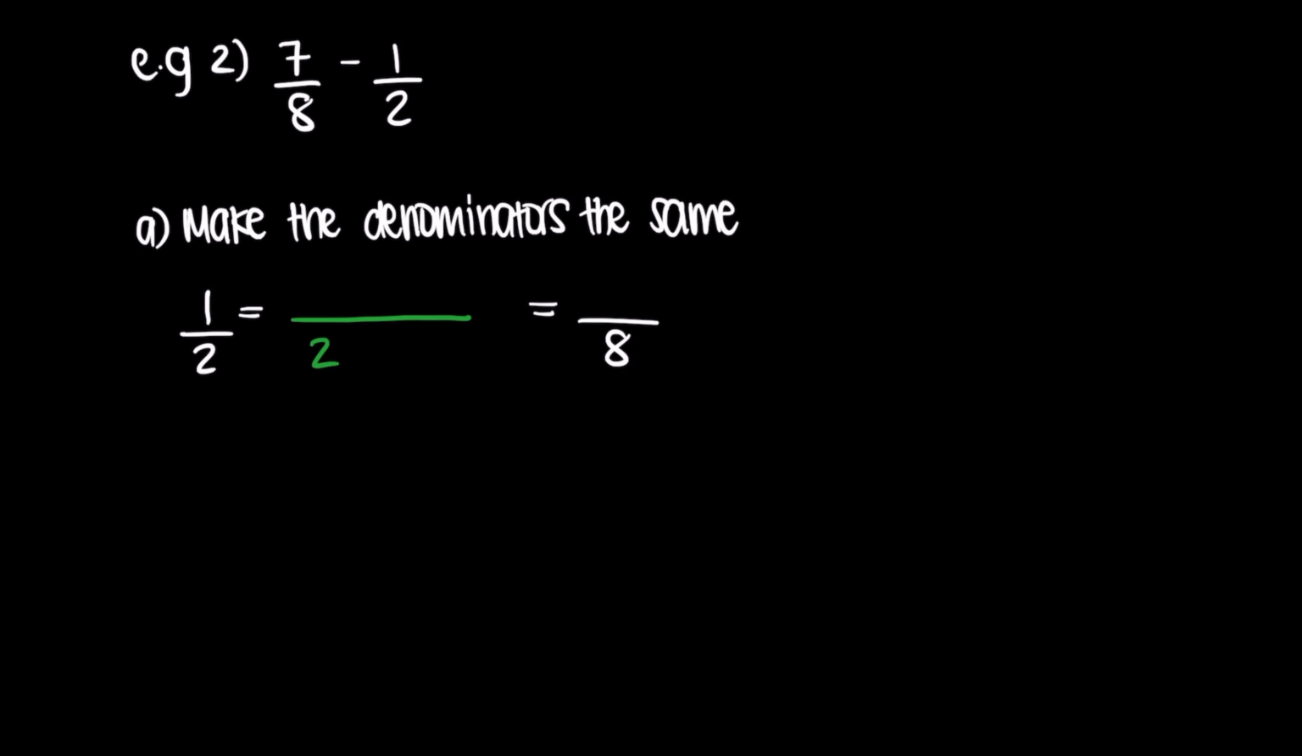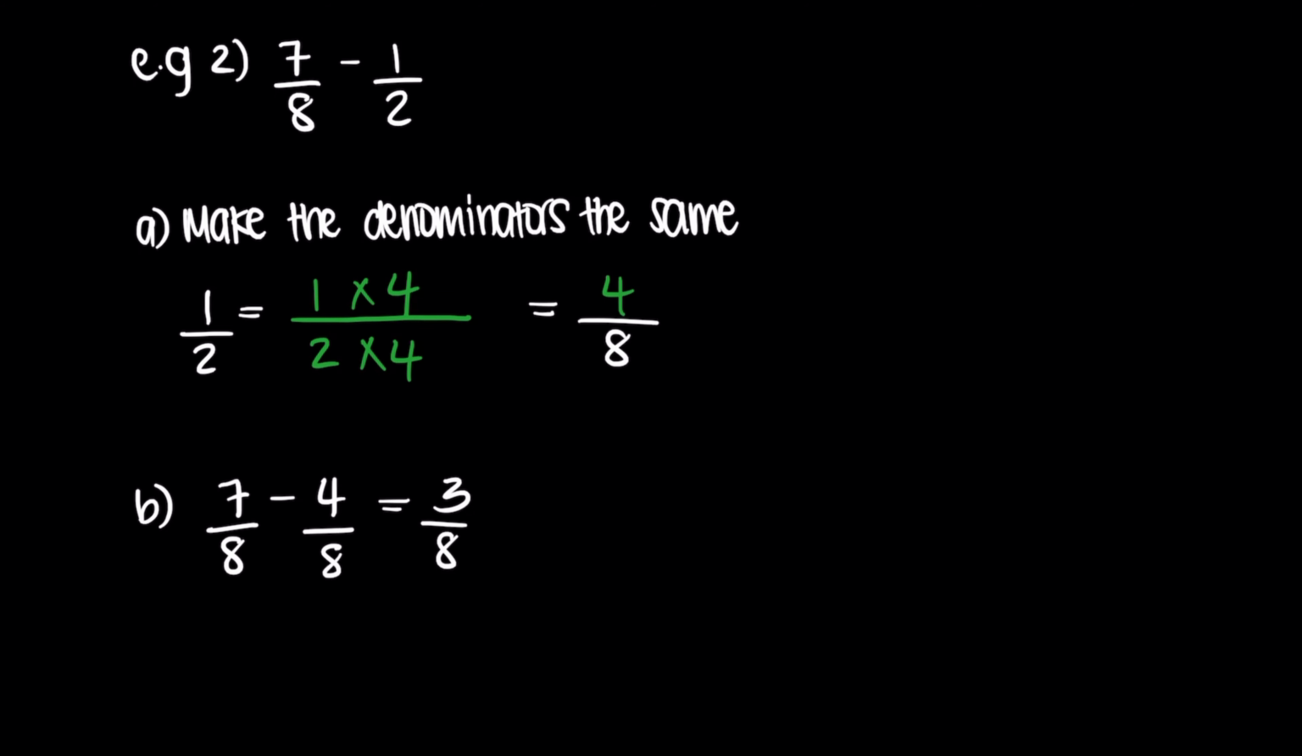So what can we do to the denominator 2 so that it becomes 8? Well, we can multiply that 2 by 4, but if we do that to the denominator, we also have to do the same thing to the numerator, which means that our new numerator would be 1 multiplied by 4, which is 4. And so the equivalent fraction to a half, with the denominator of 8, is 4 over 8. Okay, so now we can finally subtract. 7 over 8 minus 4 over 8. Again, we subtract our numerators and keep the denominator, so the answer is 3 over 8.